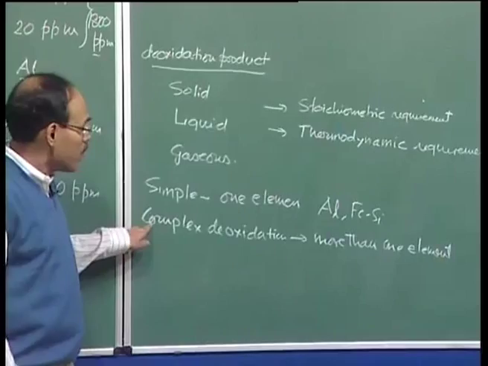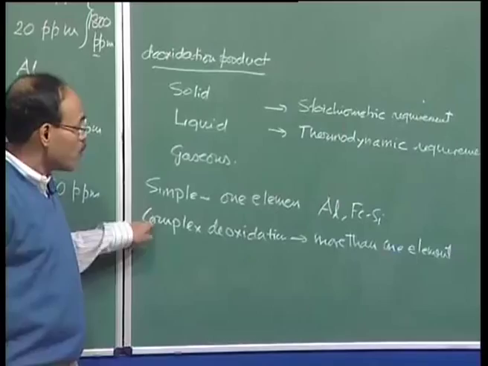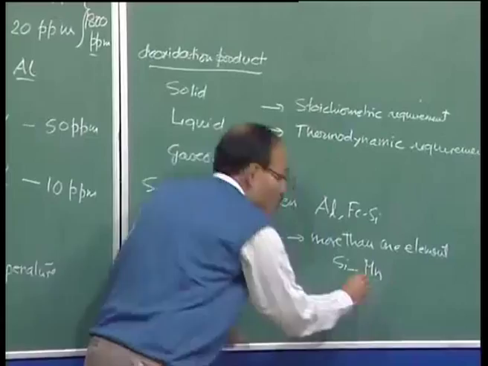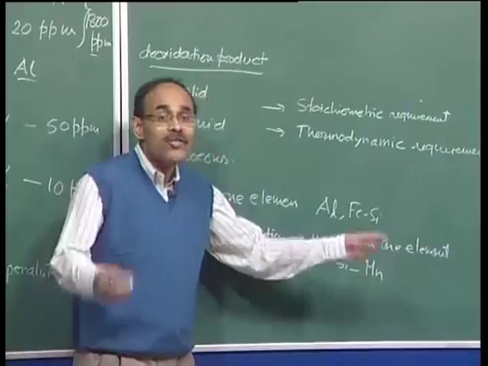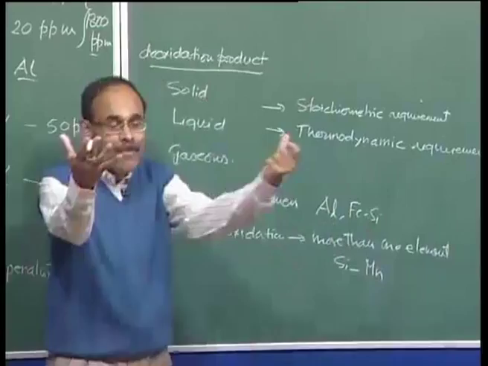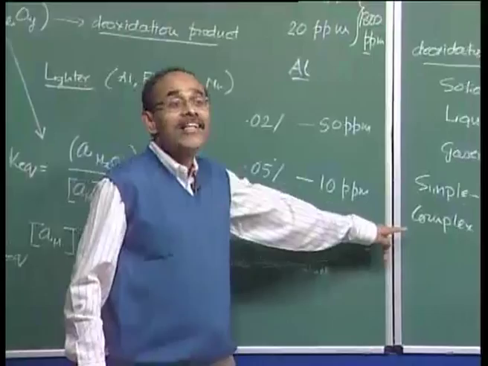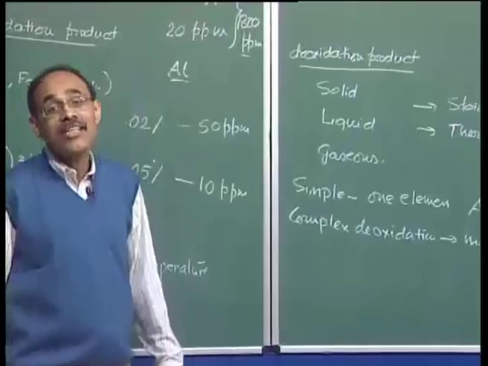If I add one element to deoxidize the bath, it is a simple deoxidation. If I add more than one element, for example, silicomanganese, some oxygen is going to be eaten up by silicon and some by manganese. I am adding silicon and manganese simultaneously into the bath in the form of silicomanganese, and this is a complex deoxidation. Typically, the efficiency of complex deoxidation is far more than simple deoxidation, and you should be able to understand why it is so.